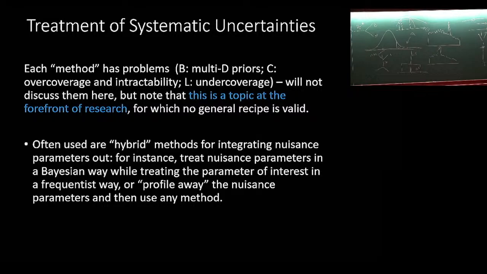In many cases, we have grown wary and we have started to use a hybrid method for integrating nuisance parameters in a Bayesian way, even if we are doing a frequentist construction. This actually has some merits. Or we profile away the nuisance parameters and then use any other method, because this profiling is actually very effective and practical. You maximize a function.